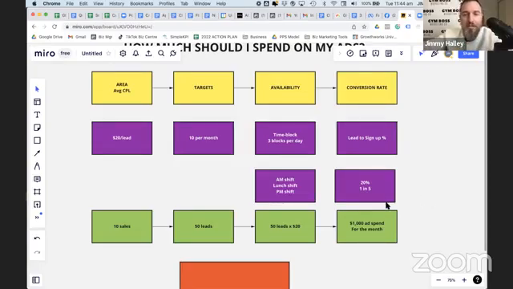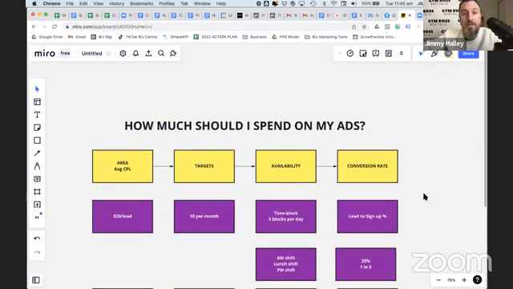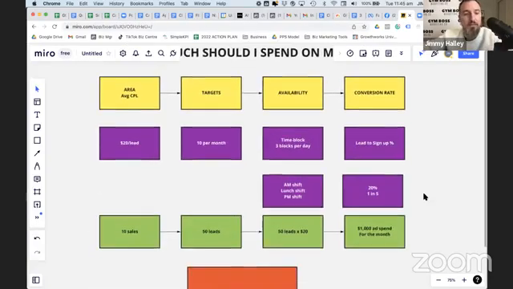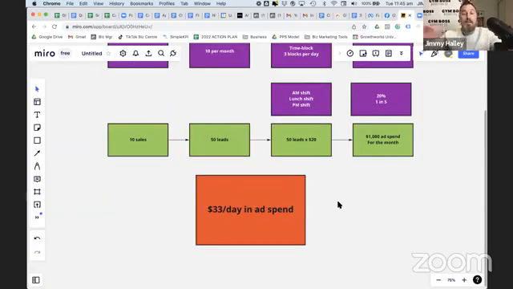So keeping in mind, I'm keeping a lot of things off the equation, like what happens if you don't get the sales? Well, then you've got to go back and troubleshoot. And so that's going to be for another video, but this is how much should I spend on my ads? That is the equation there. It is literally reverse engineer. What is my target? How many leads do I need to get to that with my conversion rate? And then how much ad spend do I need to put in there per day with my average cost per lead? And that'll figure out your average daily ad spend.